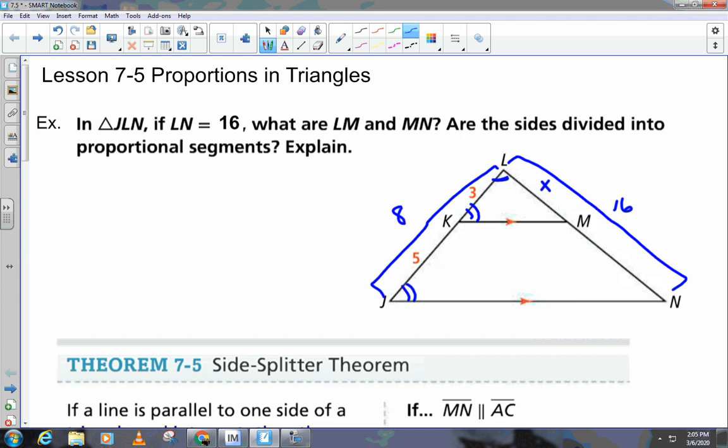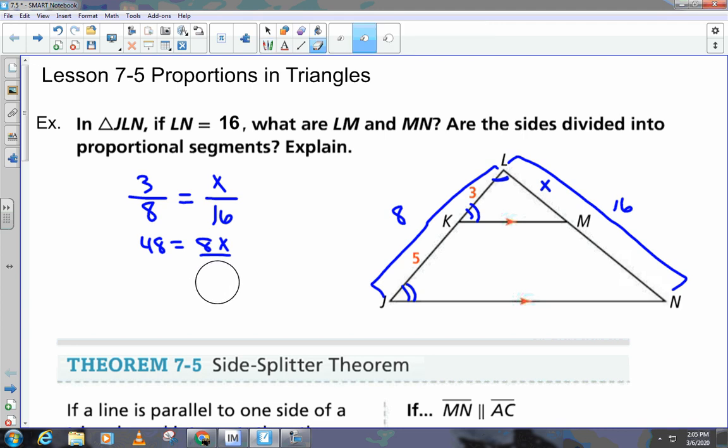So I can take little triangle to big triangle, 3 to 8, and then I can go to the other side and say little to big. We've done this before. And so we take 3 times 16, which is 48, equals 8x. Divide both sides by 8, and x is equal to 6. So LM is 6.